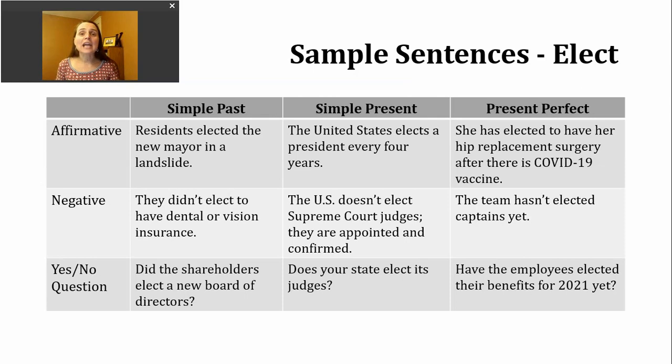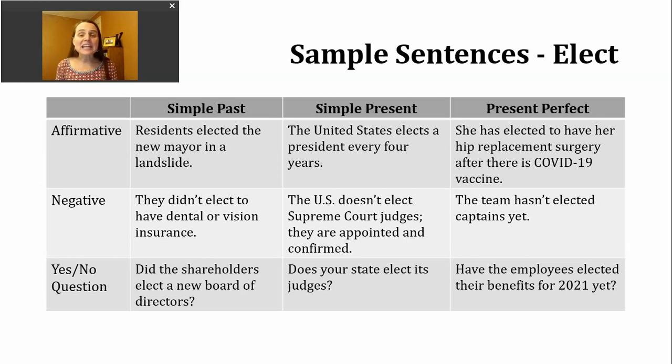Next, let's look at making a negative sentence in the simple past tense. To do this, we want to use did not and then the base verb. We're not going to use the ed form with the negative. You also might hear native speakers use the contraction form didn't. Here's an example sentence. They didn't elect to have dental or vision insurance.